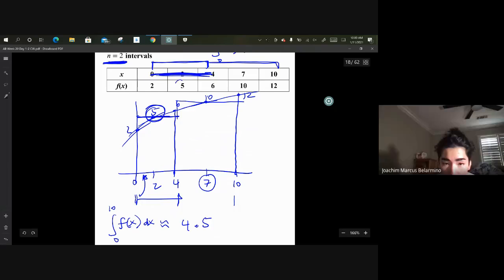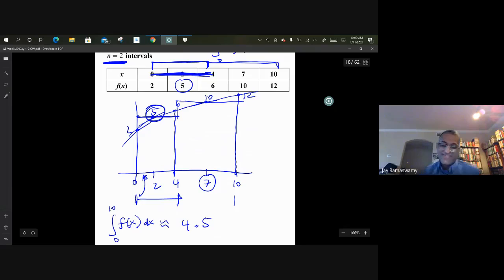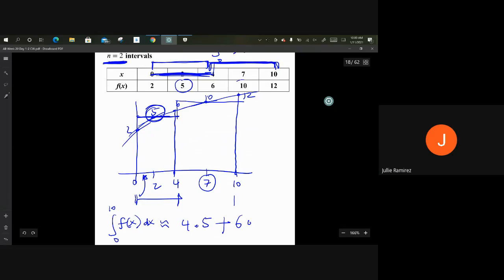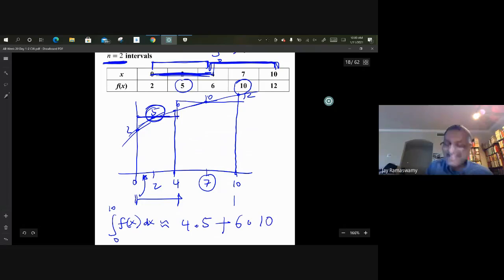The middle. If you got the hang of it, let's do the second one. What's the distance from 4 to 10? 6. And what's the middle height? 10. And that gives you the midpoint.